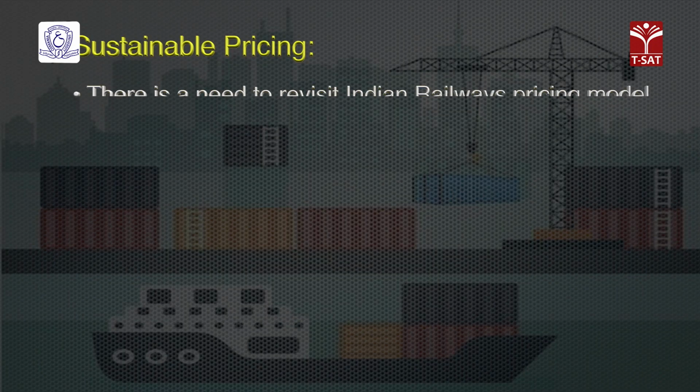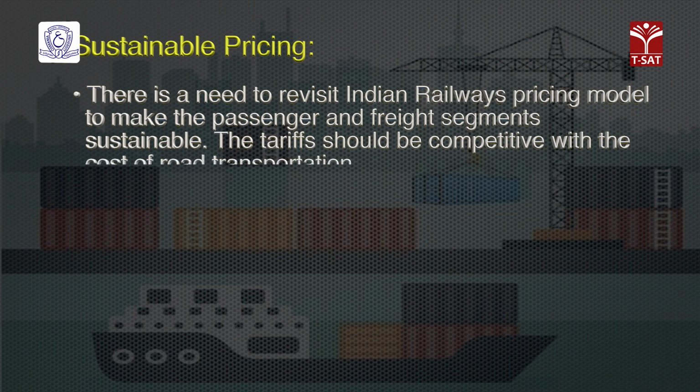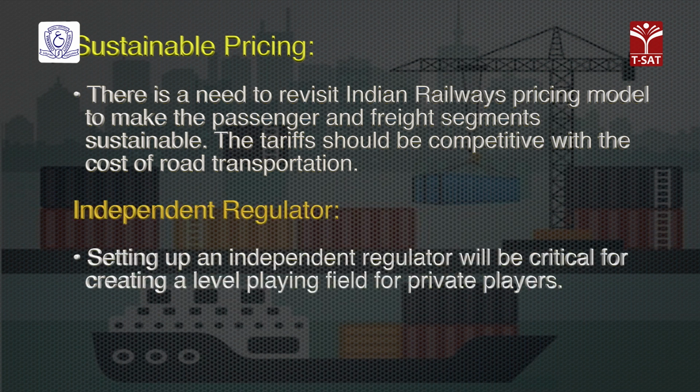So, what can be the way forward? The first one is sustainable pricing. There is a need to revisit the Indian Railway pricing model to make the passenger and freight segments sustainable. The tariff should be competitive with the cost of road transport. The second is an independent regulator. Setting up an independent regulator will be critical for creating a level playing field for private players. In this pursuit, there is a need to expedite the process of establishing the Rail Development Authority, as it is already approved by the government.